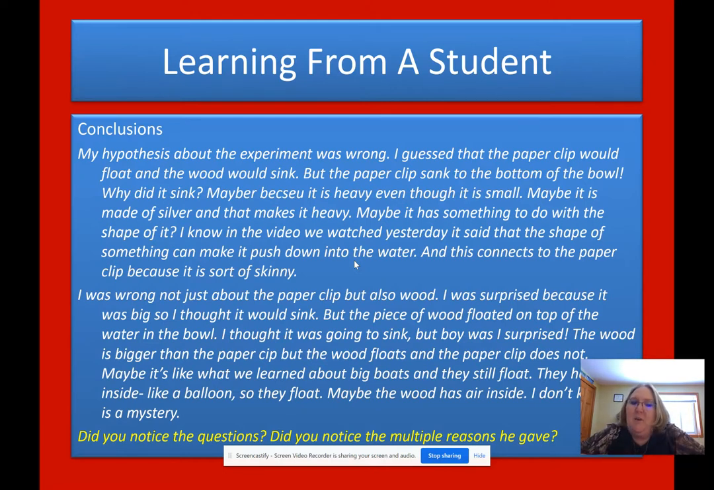Did you notice the questions that the student asked? Did you notice that they gave multiple explanations and reasons? I love that they clearly state, my hypothesis was wrong, instead of just saying, yes, I got it right. Kind of makes a difference, doesn't it?